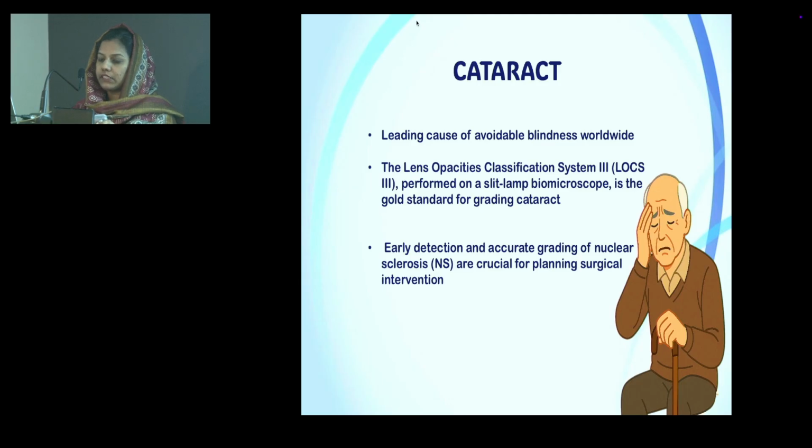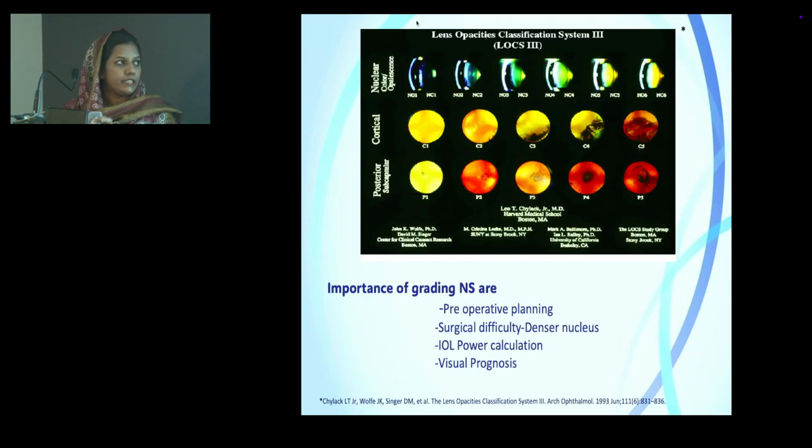The Lens Opacity Classification System 3, performed on a slit lamp biomicroscope, is the gold standard for grading cataract. The early detection and accurate grading of nuclear sclerosis are crucial for planning surgical intervention. And this is the Lens Opacity Classification System 3 for grading nuclear cataract, cortical cataract, and posterior subcapsular cataract. Nuclear sclerosis is graded based on the color and opalescence.